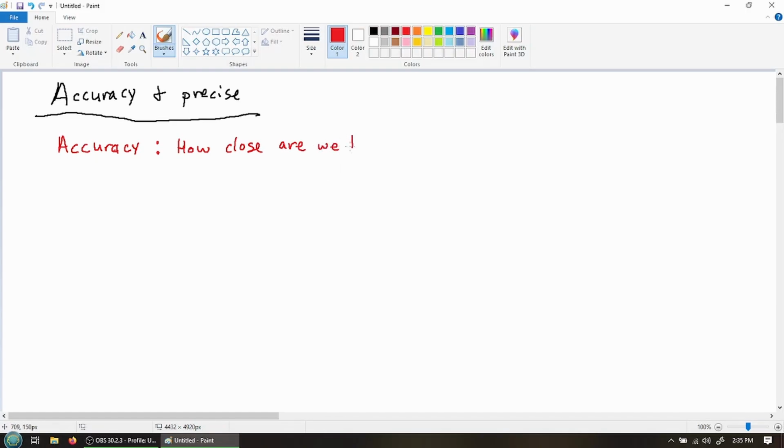So what we might say is, how close are we to the target? Can't talk and write at the same time very well. How close are we to the target? But also, how close to the corrected value, whatever that might be. It's how close to the quote unquote true or correct value.